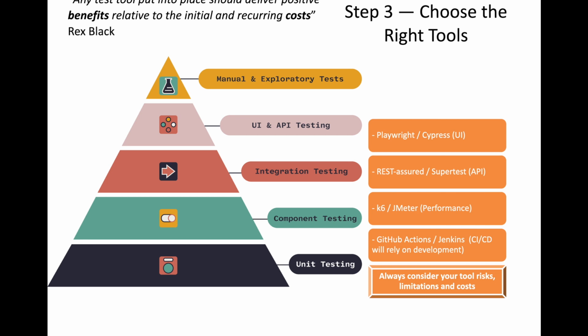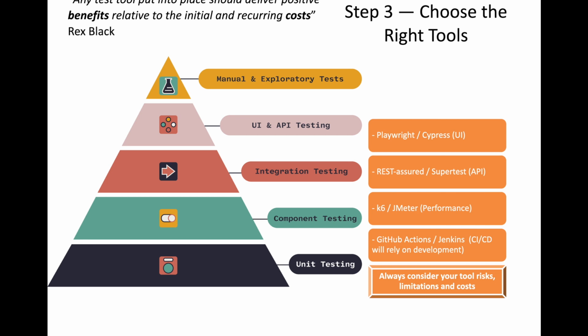For API, you can also use Cypress and Playwright, but you can use Postman, Supertest, or something else. For performance, you can use K6, JMeter, but there are also plenty of other tools. You've got to always consider your tool risks, limitations, and costs, and pay attention to your CI/CD tool that was already chosen by developers, that they're already using it, and you've got to integrate your auto tests with your CI/CD tool as early as possible.